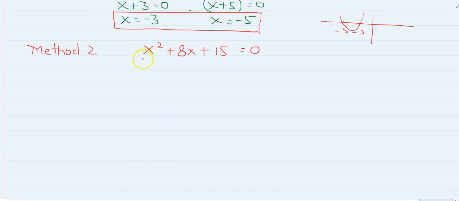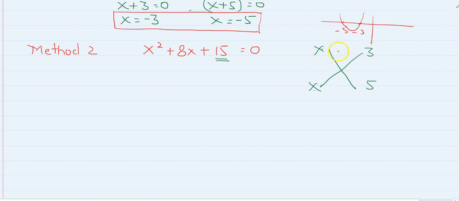Now let's try to solve the same quadratic equation, x squared plus 8x plus 15, by the factorization but using another method. Let's say that we have x and x. X multiply x is x squared. Now we find the factors of 15. Let's say the factors of 15 are 3 and 5, which sum to 8.